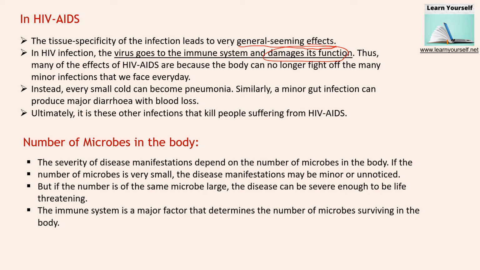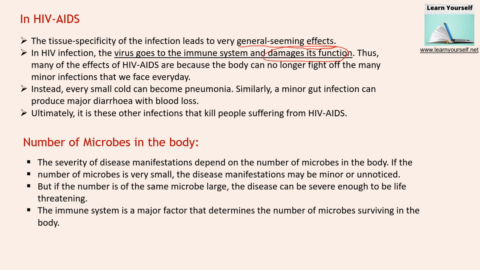Ultimately, it is these other infections that kill people suffering from HIV/AIDS. So HIV/AIDS viral infection is directly targeting our immune system. And because of that, the immune system is not working properly. The minor disease will become major and it will kill a person.